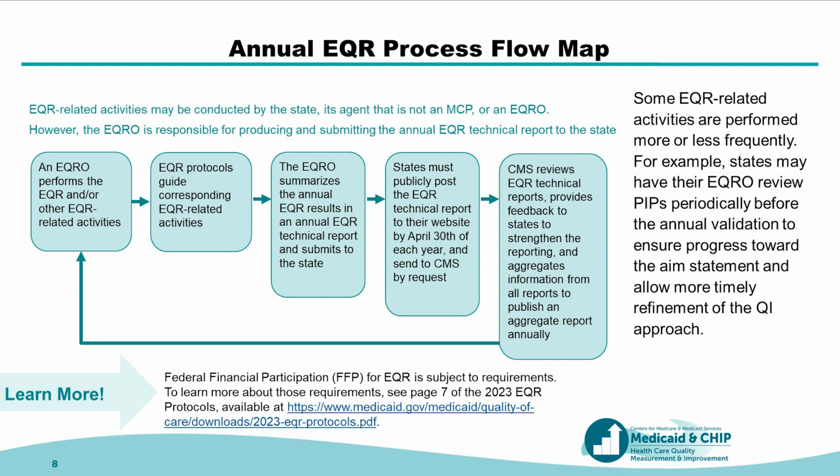Some activities, such as the EQRO's review of PIPs, may be performed more than just during the annual EQR. For example, some states may have their EQRO review managed care PIPs quarterly or semi-annually in addition to the annual validation to monitor progress and allow for more timely refinement of the quality improvement approach. EQR activities and report production are eligible for Federal Financial Participation, or FFP. You can learn more about the related requirements by reviewing page 7 of the EQR protocols, which you can access by following the link available at the bottom of this screen.